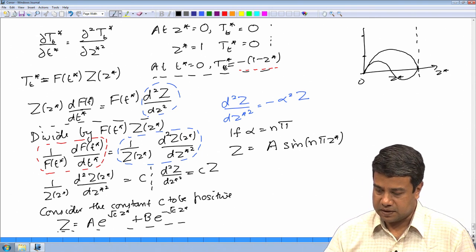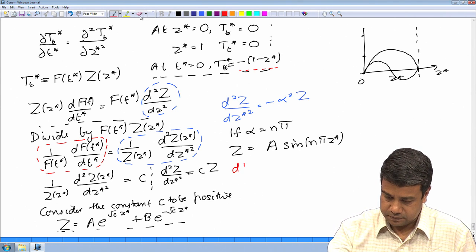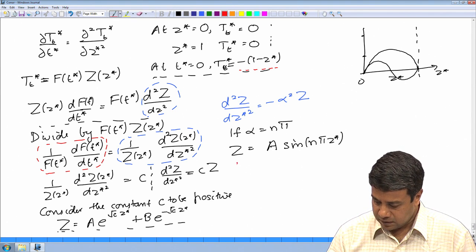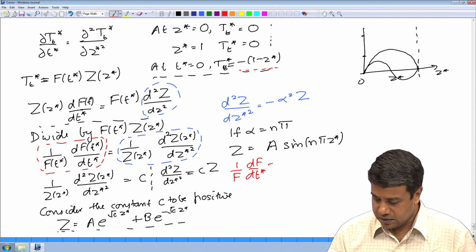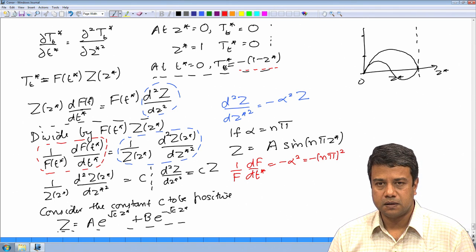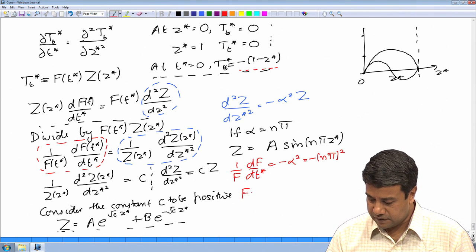You have to now solve the other equation. (1/f) df by dt star is equal to minus alpha square, which is equal to minus n pi the whole square. This solution is f is equal to e power minus n pi the whole square t star.